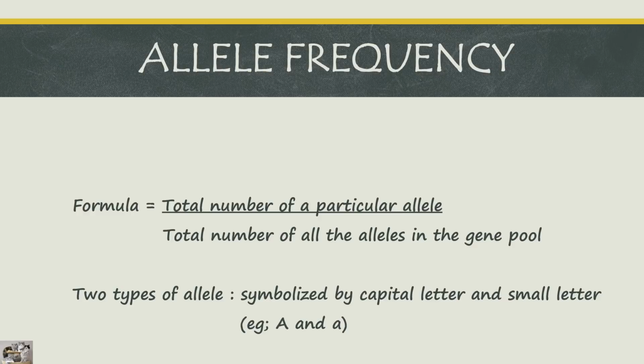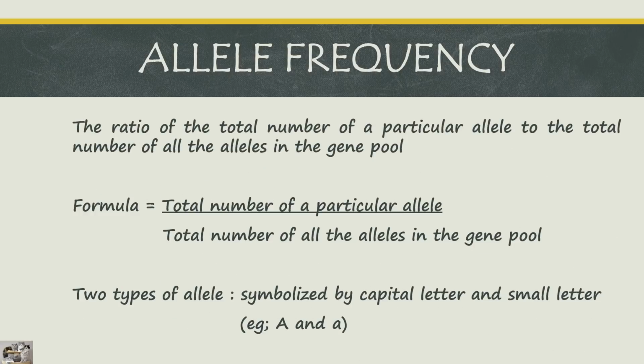Allele frequency. So, what is the meaning of allele frequency? The definition of allele frequency is the ratio of the total number of a particular allele to the total number of all the alleles in the gene pool. So, the formula is total number of a particular allele divided by total number of all the alleles in the gene pool. Actually, there are two types of allele that are symbolized by capital letter and small letter.